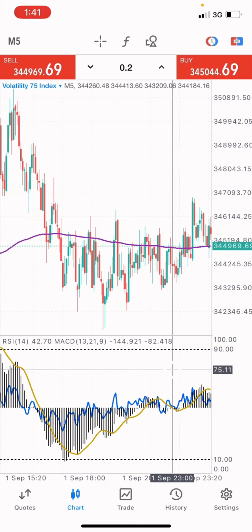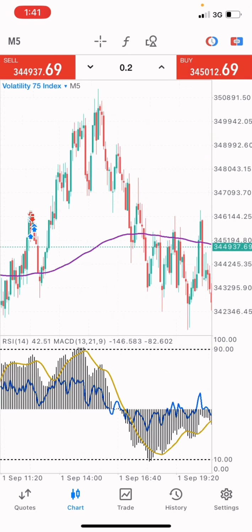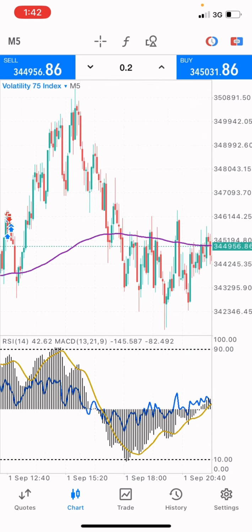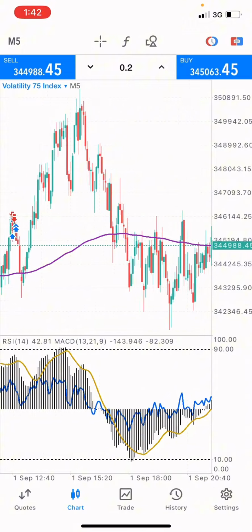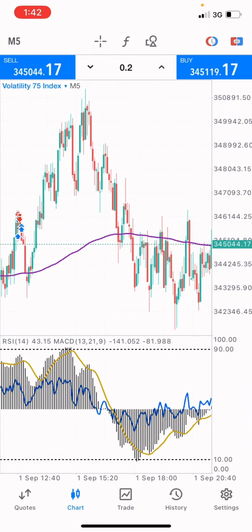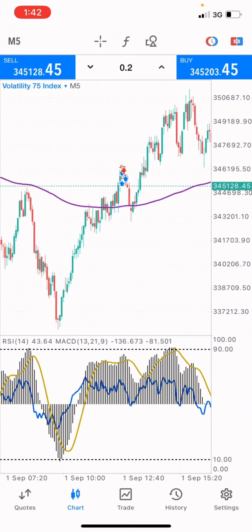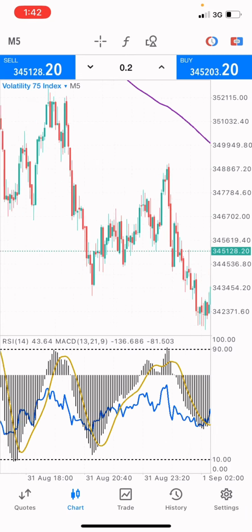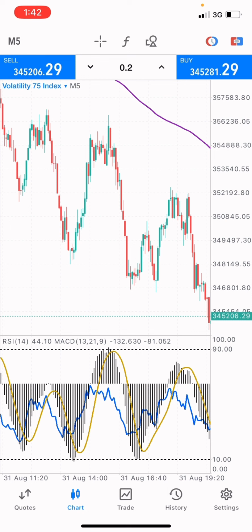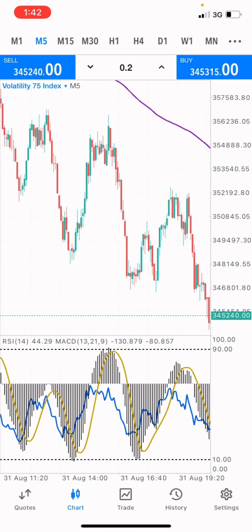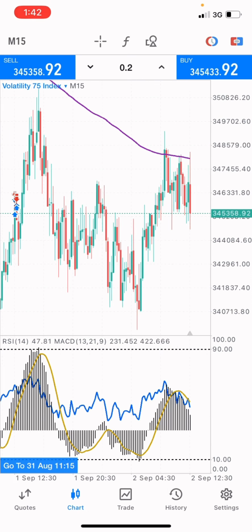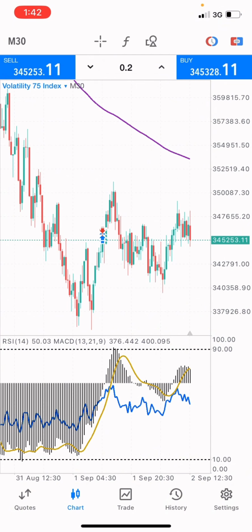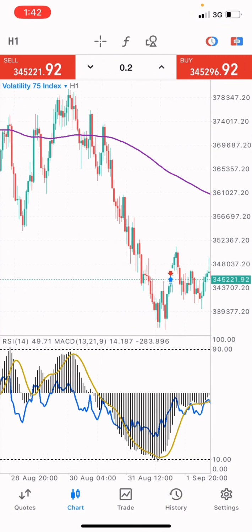So some of you guys might say that you can't wait until the MACD reaches level 10 or level 90. You might say you can't wait during that point, but it's not going to be a long wait before it reaches that same position. Now if you go to a 15 minute time frame, it's the same thing. On the 30 minute time frame, it's the same. On the 1 hour time frame, it's the same, right?